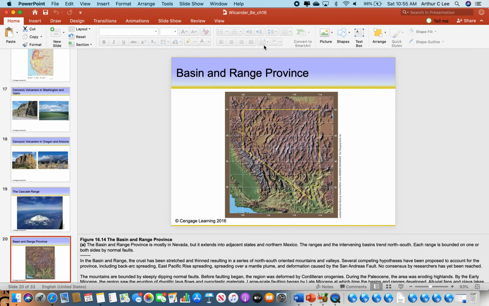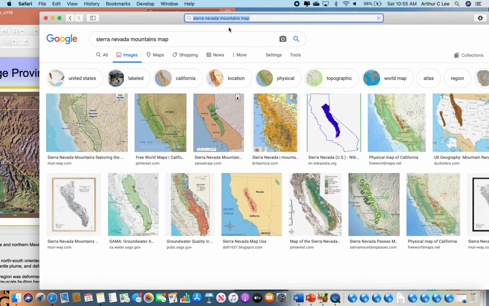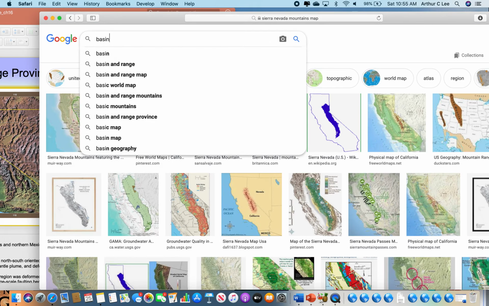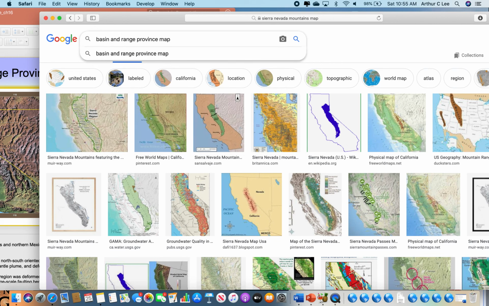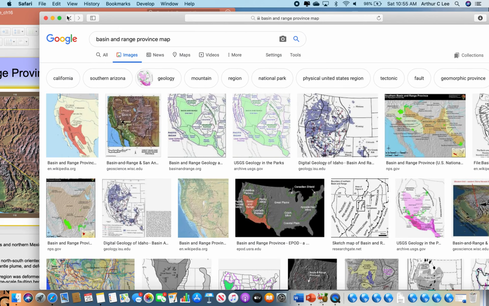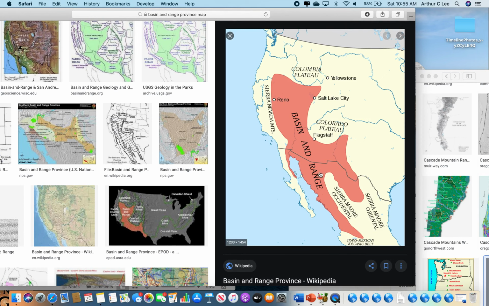Another feature that is formed during the Cenozoic era is the Basin and Range Province. Again, another thing that people are very familiar with out west. Take a look and we'll see where it is. This, ladies and gentlemen, is the Basin and Range Province, going all the way into Mexico, Arizona, Nevada, Salt Lake City. This whole area is called the Basin and Range Province.